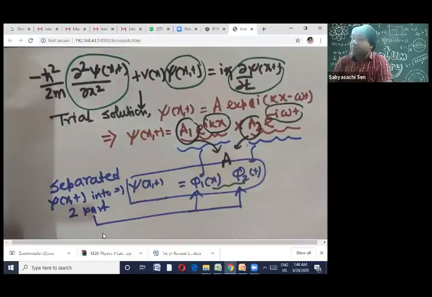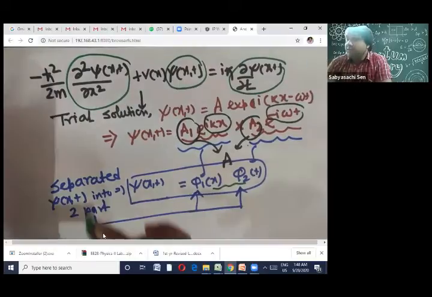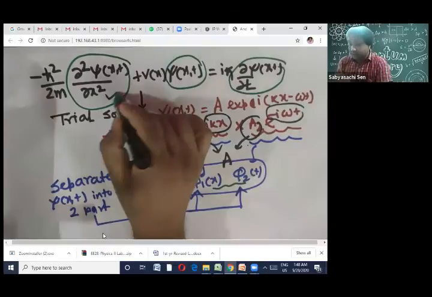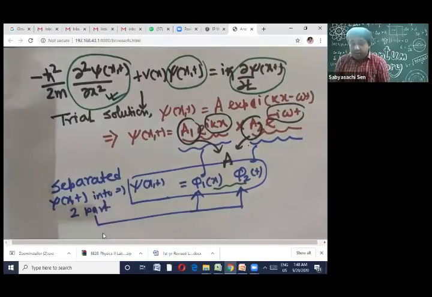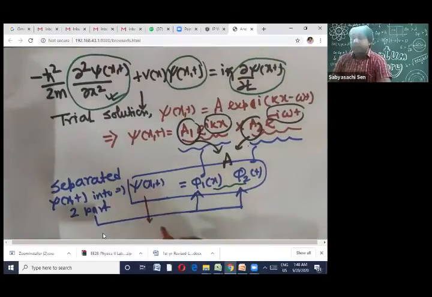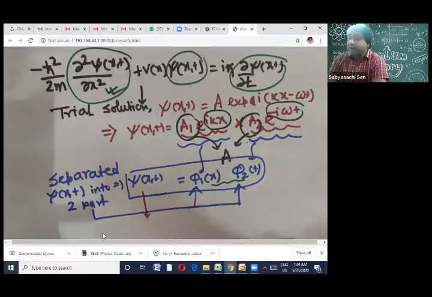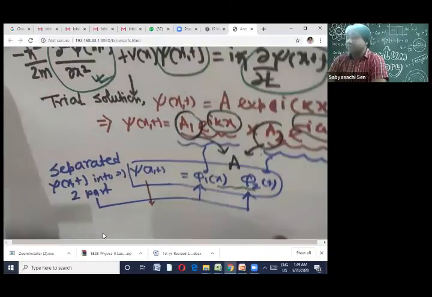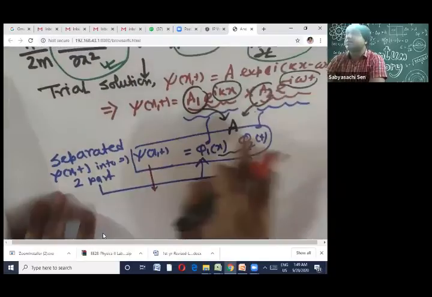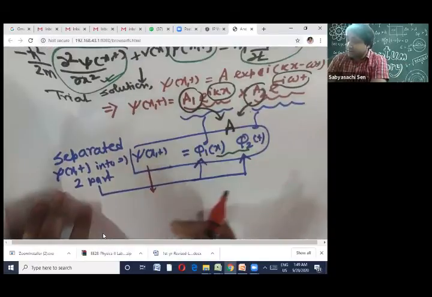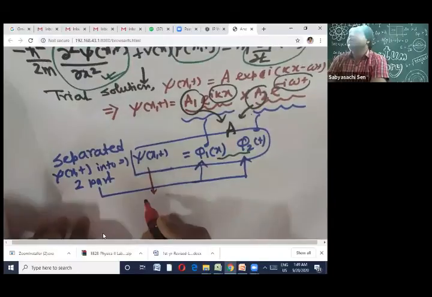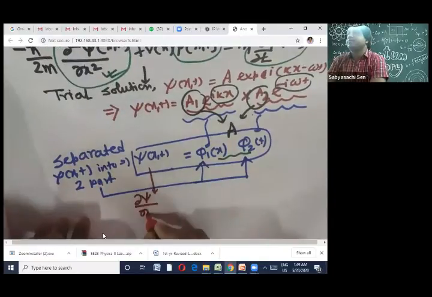So the first one to be replaced is obviously del 2 psi, del x2. Now let us do it. It's common sense of mathematics. I have to first get del psi del x. Del psi del x is this much.